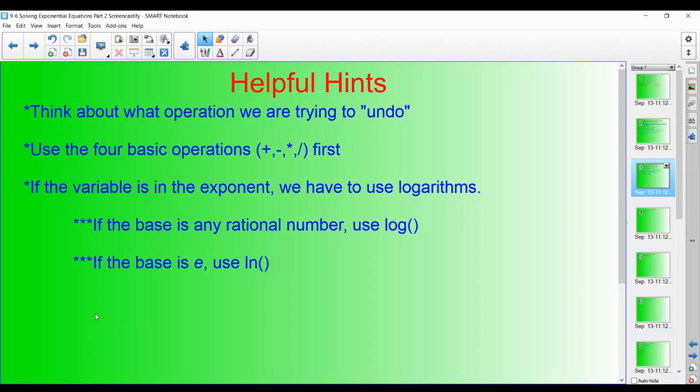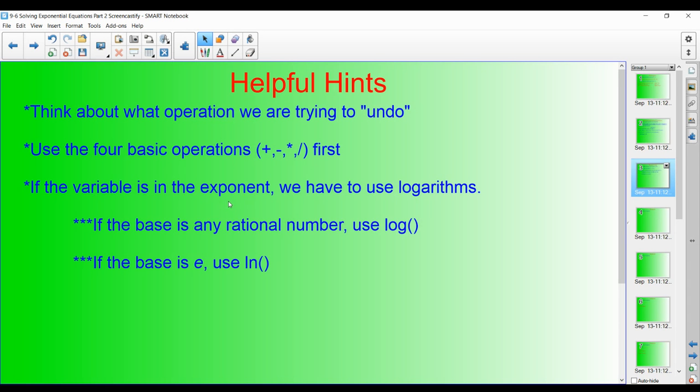Some helpful hints. What are we trying to undo? Just like you've always solved, if you're trying to undo addition, you use subtraction. Multiplication, division. Trying to undo a square, you use the square root. So first, we're always going to have to use the four basic operations if there are other parts attached to the exponential, and you're going to see that momentarily. Here's a key. If the variable is in the exponent, you see an x or a t or an r in the exponent, logarithms are coming sooner or later. They have to be used to solve the equation.